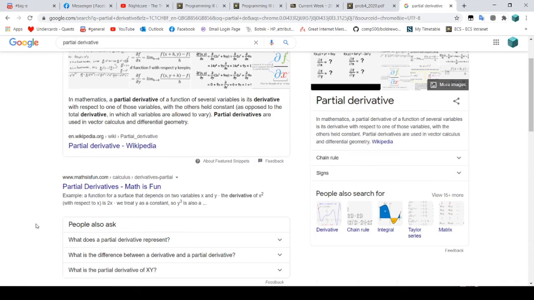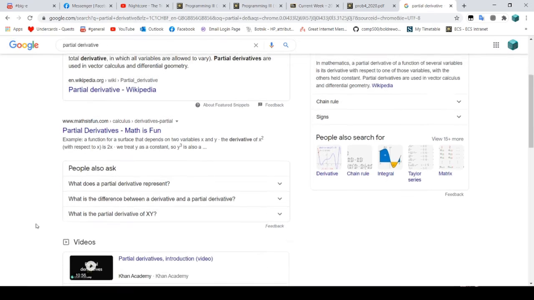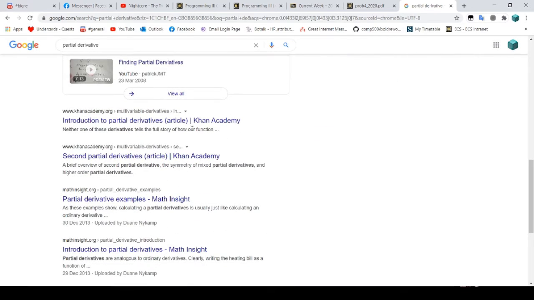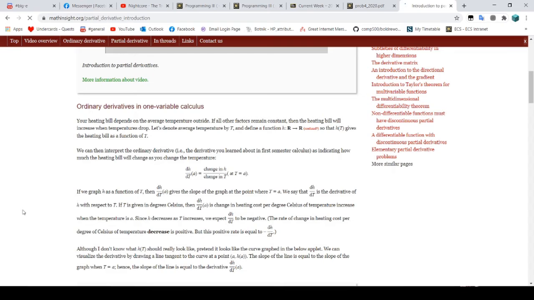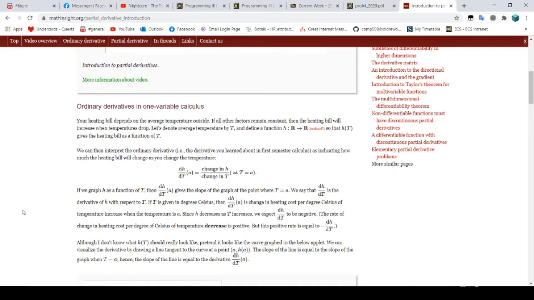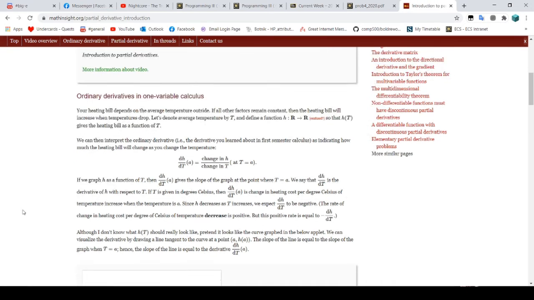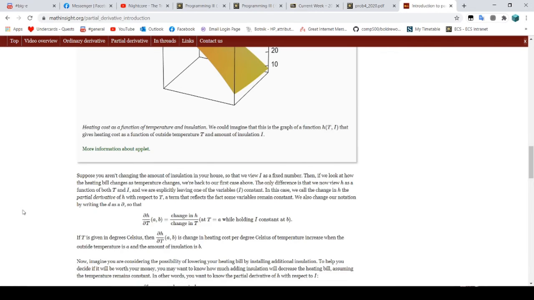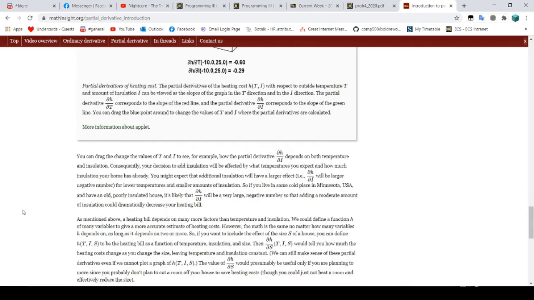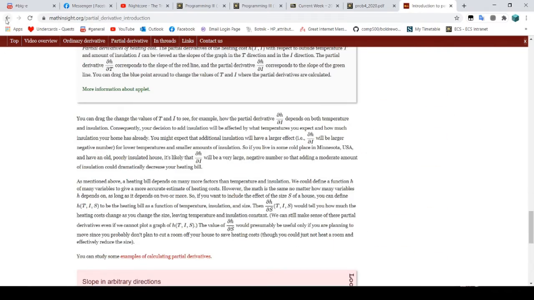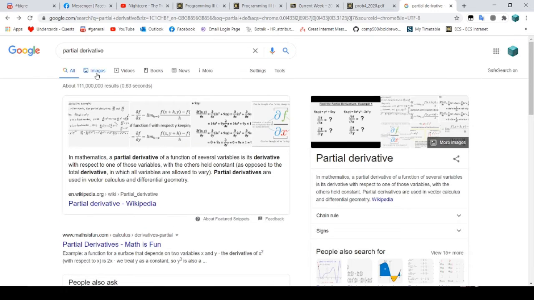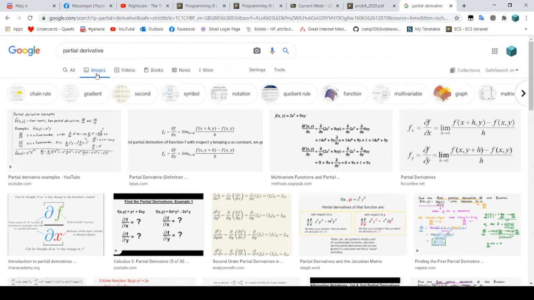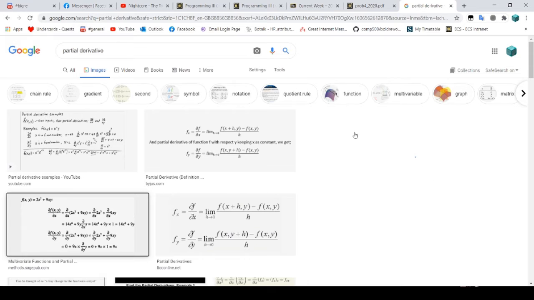That looks fancy. Should we pick one of these and see what it says? I feel like you just differentiate it with respect to both x and y and then put it in, you know? No, I don't want explanation. I want an example. You know what's good? Google Images. Let's see if we can find an example. Like this one.